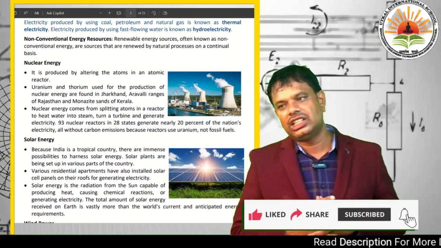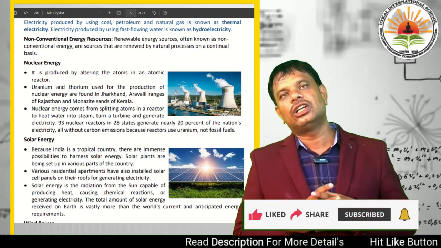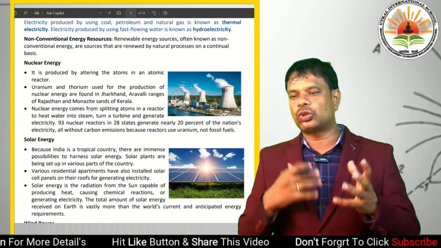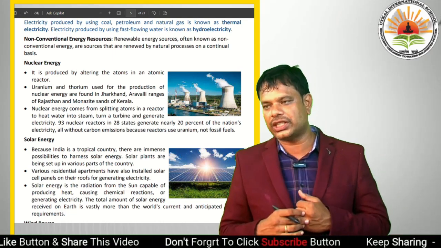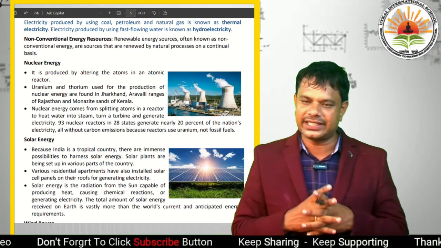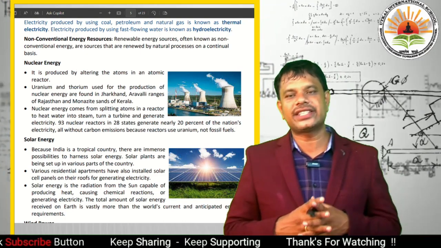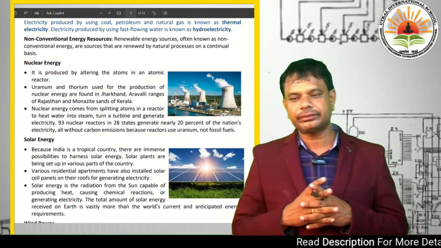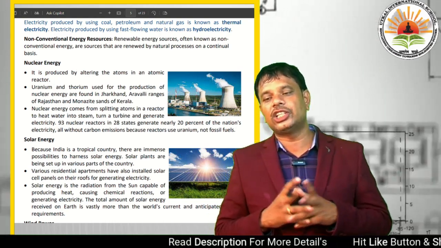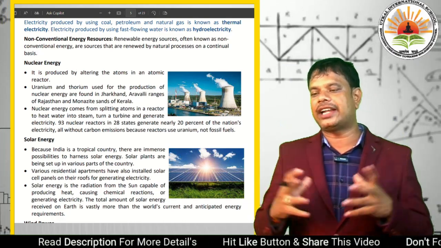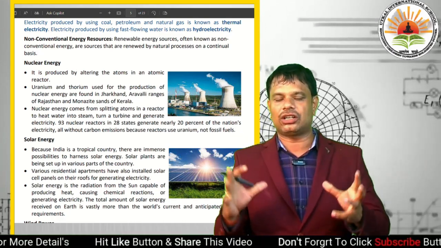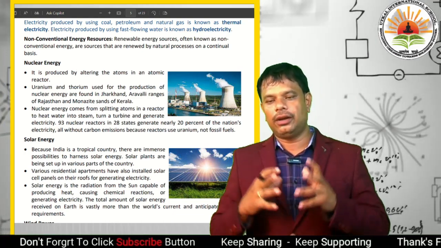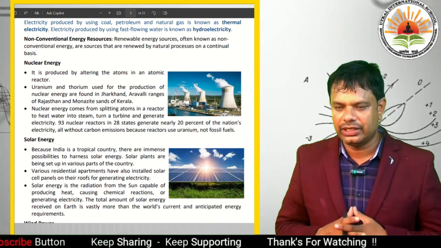Dear students, renewable energy resources, often known as non-conventional energy, are sources that are renewed by natural processes on a continual basis, just like nuclear energy. Nuclear energy is produced by altering the atoms in an atomic reactor. By altering atoms in the atomic reactor, we produce nuclear energy.